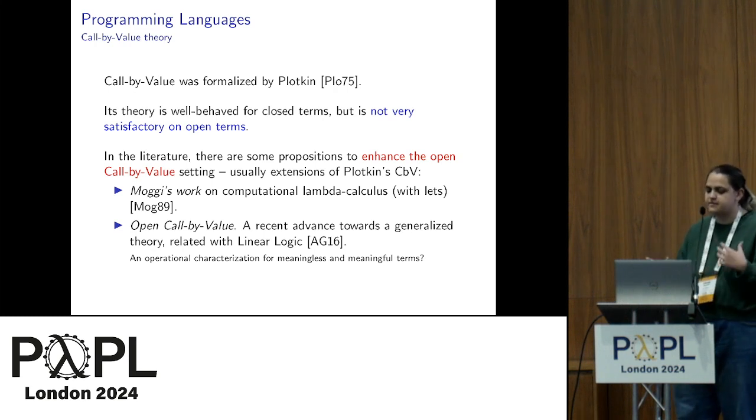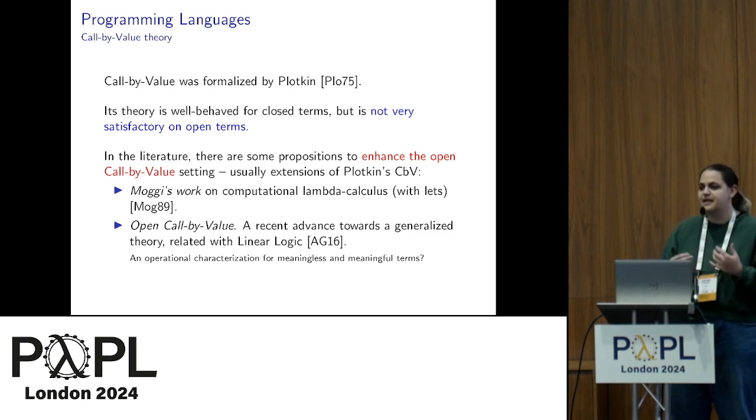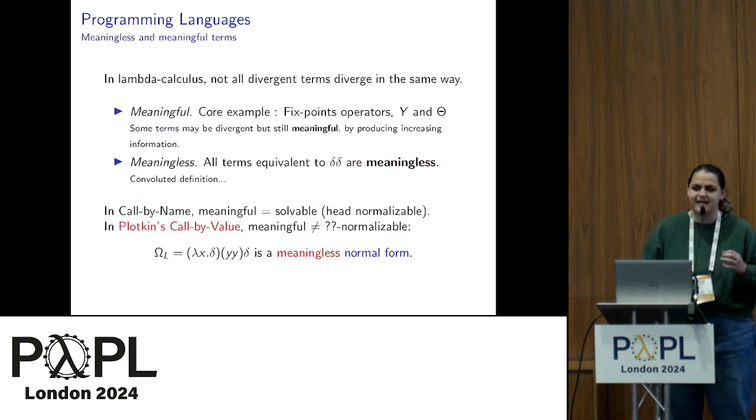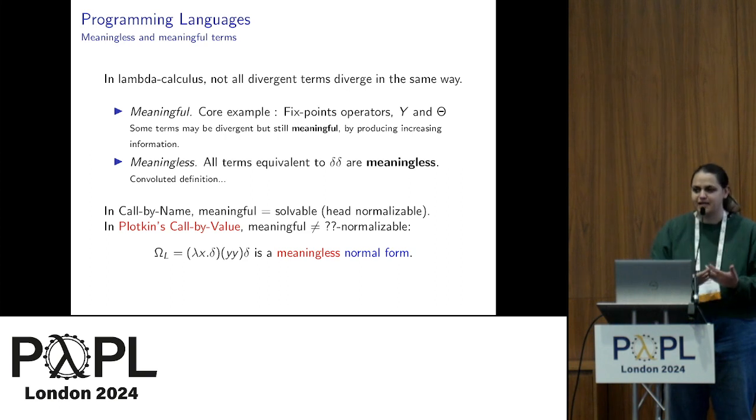And we have a more recent attempt towards open call by value, which is really related to linear logic. Here, we have an operational characterization of meaningless and meaningful terms. So what are these meaningless and meaningful terms? In the lambda calculus, not all divergent terms diverge in the same way. Some of them diverge meaningfully, creating increasing information. That's the case for the fixed point operator. They diverge, but they produce something in every loop. On the other end, we have really meaningless terms that just loop and create nothing.